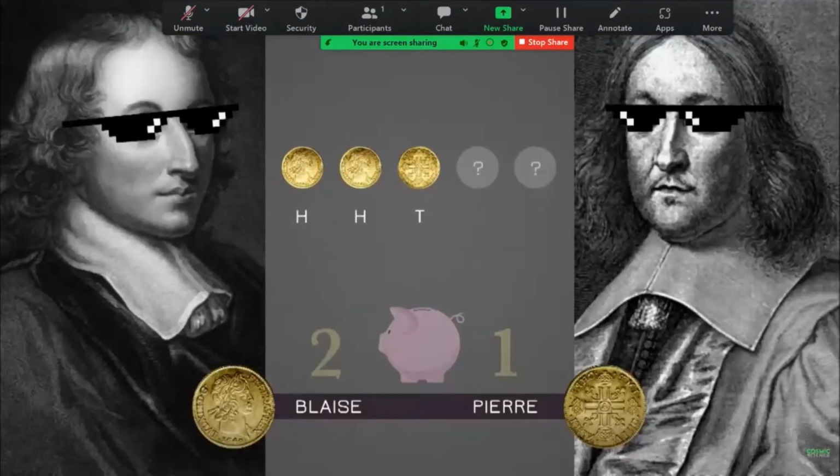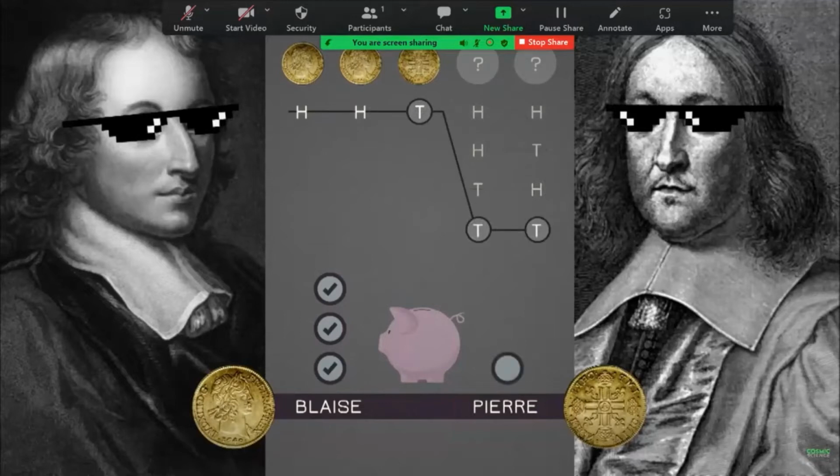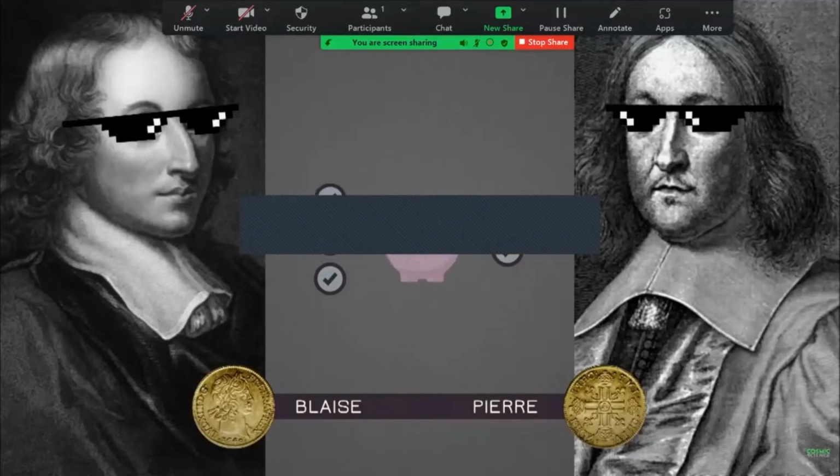Fermat suggested imagining the possible future outcomes if the game had continued. There are just 2 more coin flips, creating 4 possible combinations: heads, heads, heads, tails, tails, heads, and tails, tails. In the first 3, Blaise wins with enough heads. Pierre only wins in the last case. So Fermat suggested that a 3-to-1 split was the correct solution.